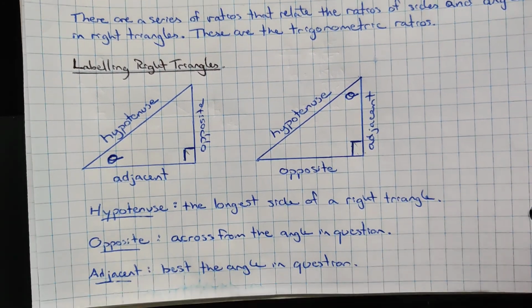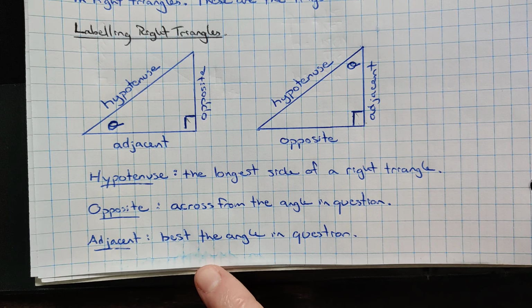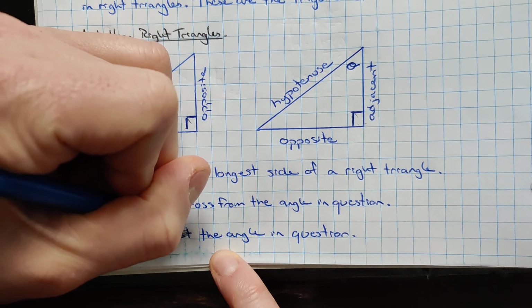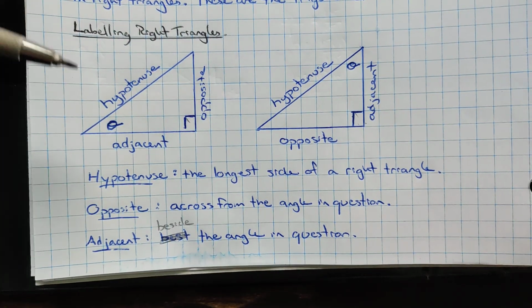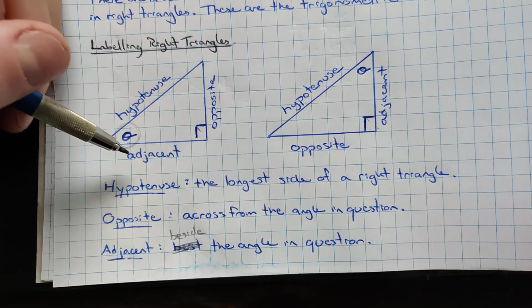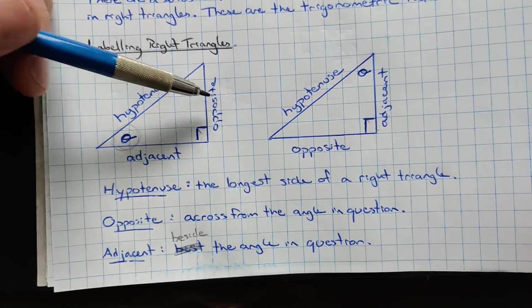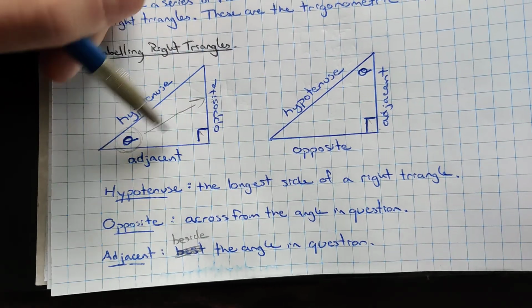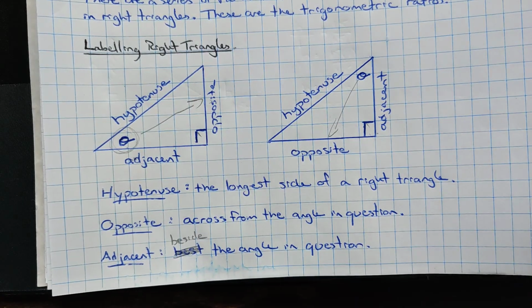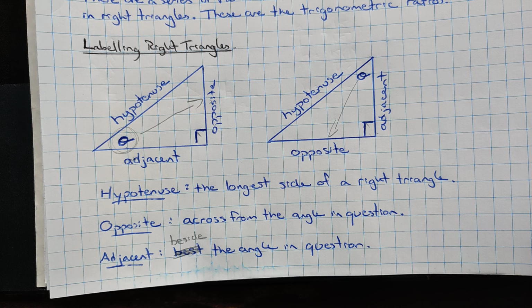So opposite and adjacent labels are used for the angle we're working with. That is definitely wrong. That should be beside. Scratch that out, change that to beside. Adjacent's always beside the angle we're working with. So whatever angle we're considering in the question, in this case if we're considering this angle, then this is adjacent, because adjacent means beside, and opposite is across from. So that's across from the angle, and that's beside the angle. That's beside the angle, there's the across from the angle there. Okay, so adjacent and opposite will always switch to relate themselves to the angle.